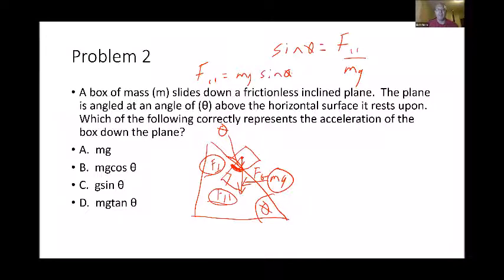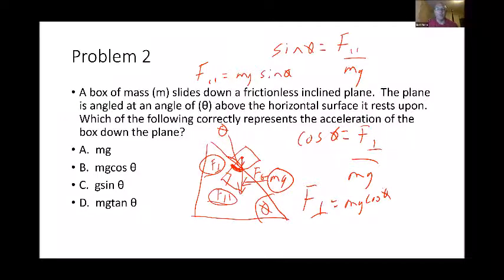Now, we could also find the perpendicular component here. It's not going to be necessary for this problem, but if we wanted to find the perpendicular component, we could use cosine. And cosine of theta is equal to the adjacent side, which would be my perpendicular component, over my hypotenuse, mg. So my perpendicular component is mg times cosine theta.